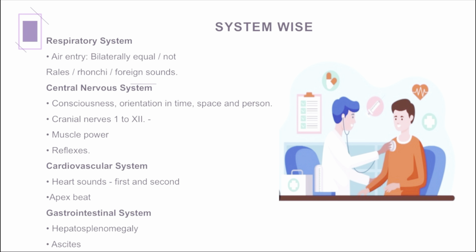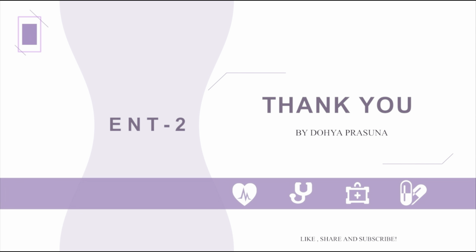The GIT. Palpate the abdomen for hepatomegaly or splenomegaly and look for evidence of ascites, which may indicate underlying liver disease or systemic conditions. System-wise examination helps to detect systemic diseases that may be related to or influence ENT conditions and ensures a comprehensive patient assessment. In this video, we have covered the general examination, cranial nerve examination and the system-wise examination in a simple practical manner. I hope this helps you during your clinical postings, practical exams and viva preparation.